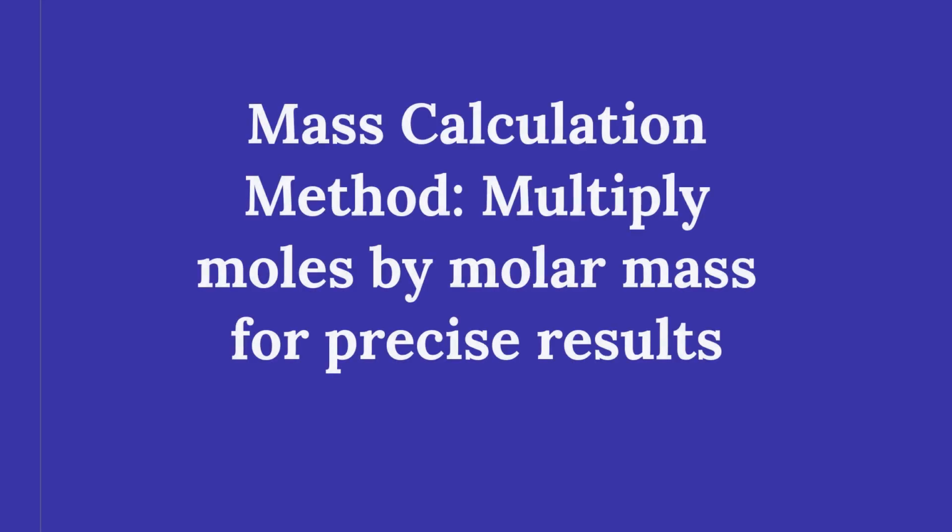Rearrange the formula to calculate mass as moles times molar mass. For example, if you have 0.5 moles of magnesium oxide, with magnesium at 24 and oxygen at 16, the molar mass is 40 grams per mole. Multiply 0.5 by 40 to get 20 grams. This method is crucial for precise mass determination.